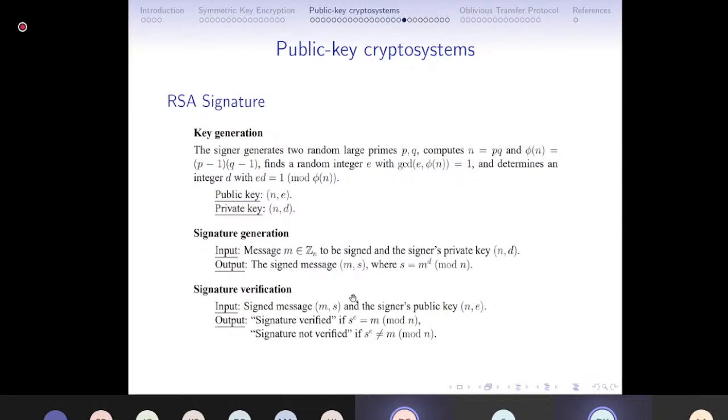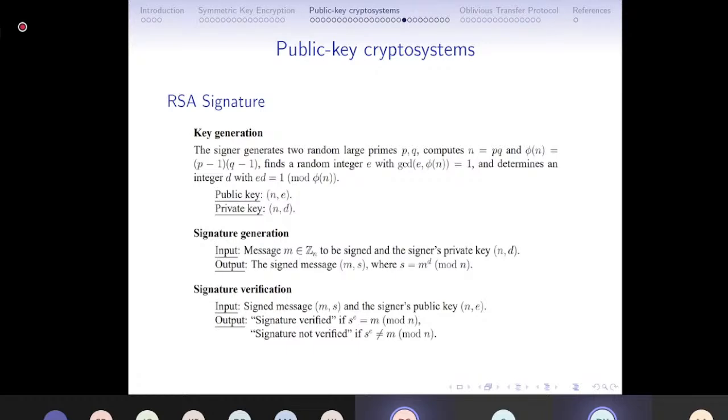In order to verify this message, the verifier uses the public key of the signer, which is (n, e), computes s raised to the power e, and checks whether it is congruent to m or not. If it is, then we say that the signature is correct. Otherwise, the signature is incorrect. In this way, we can construct a digital signature scheme.